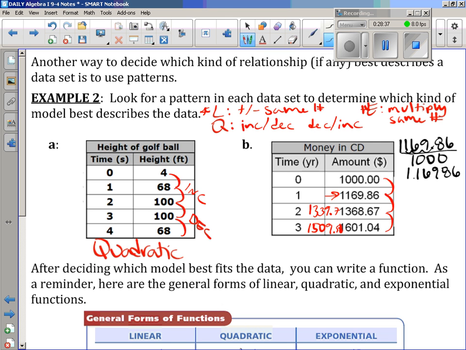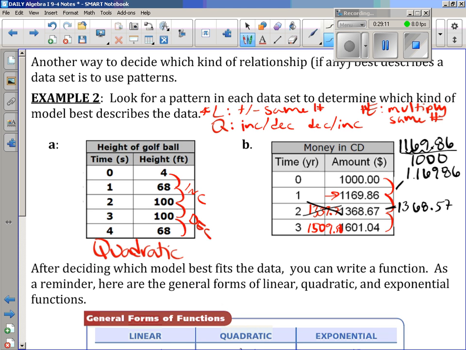So I'm going to test and see if I multiply 1,169.86 by 1.16986, I get, check this out, 1,368.57. That is way closer to that value in the table than the linear was. It's only off by 1/10.